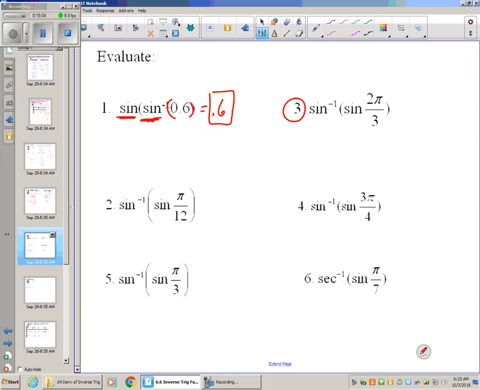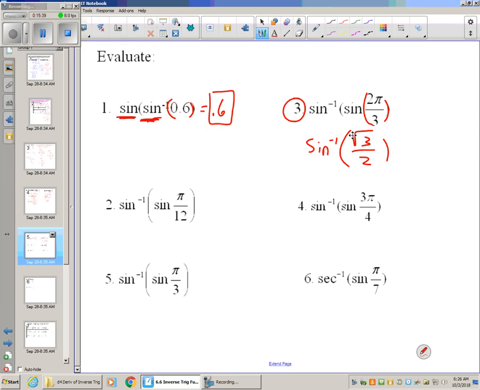Number 3, though, is an example I want you to take note of. It's not so much that I do the sine of 2 pi over 3 and then undo it and I'm left with 2 pi over 3, because 2 pi over 3 is not within the domain of sine inverse. So think about this. If I take the sine of 2 pi over 3, well, what is the sine of 2 pi over 3? The sine of pi over 3 is square root of 3 over 2, and since I'm in the second quadrant, it's still positive, so positive square root of 3 over 2.